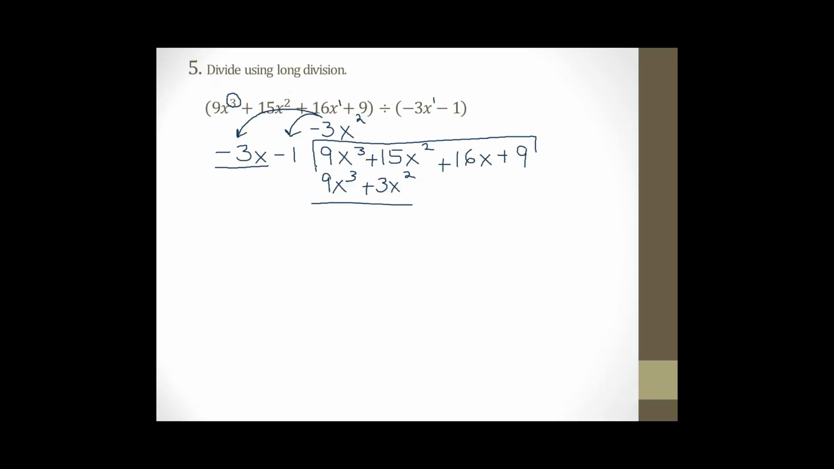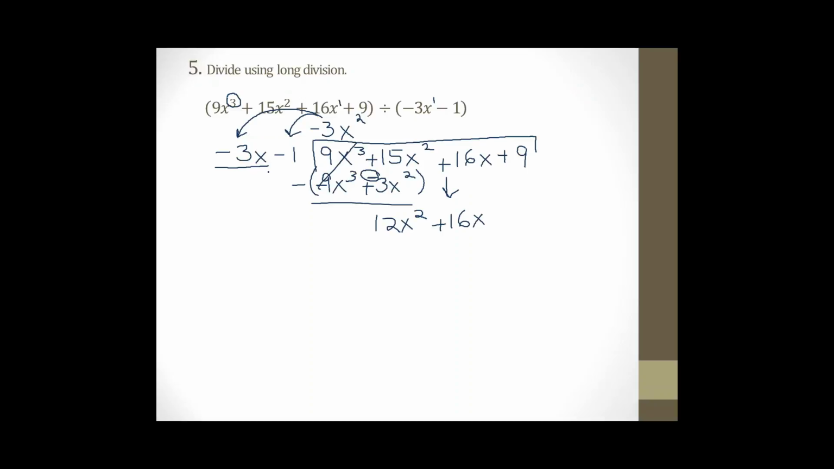Now the next step is I have to subtract, like with a regular long division problem, and that would change my signs if I distribute the signs. So the 9x cubed becomes negative, and the 3x squared also becomes negative, because a negative times a positive is a negative. Adding down, this cancels out, and 15x squared minus 3x squared is 12x squared. Bringing down the next term, plus 16x, and then starting over again.